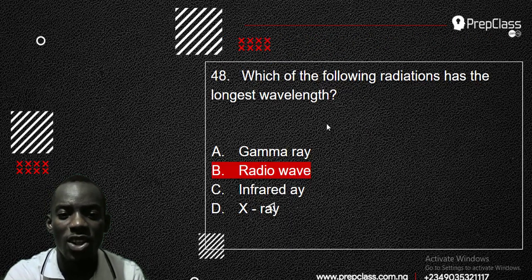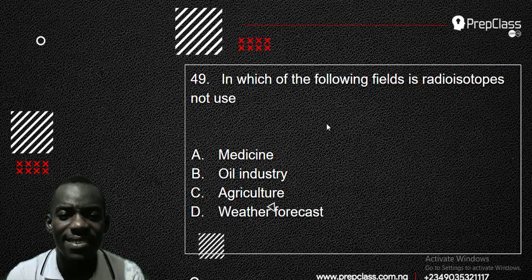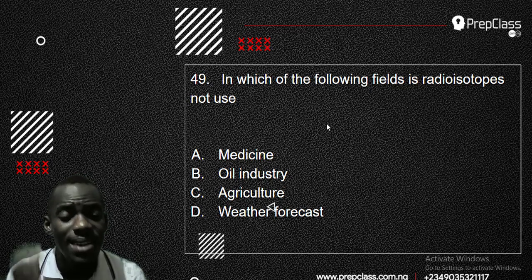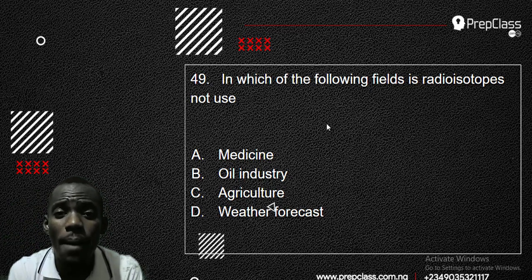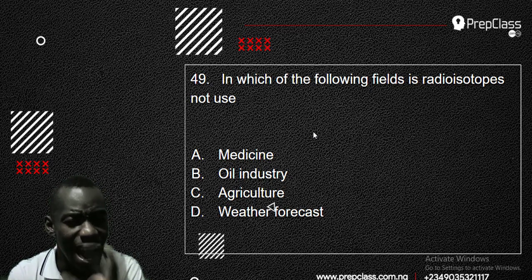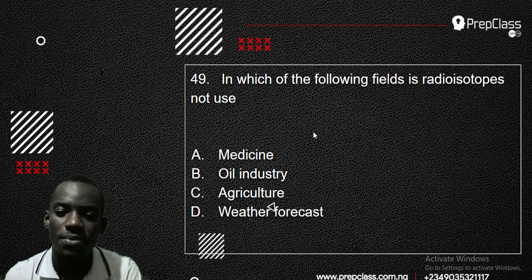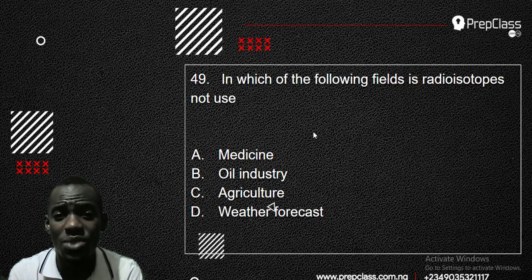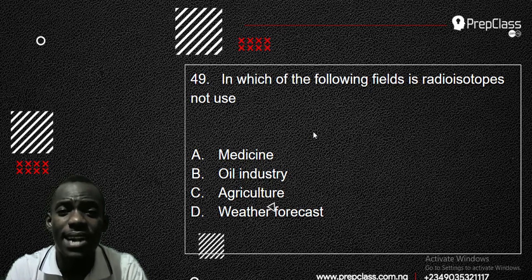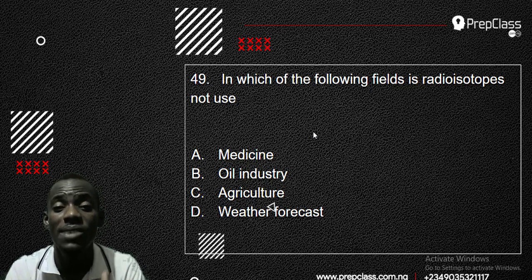Now let's look at number 49. Number 49 says, in which of the following fields is radioisotope not used? Now when we talk about radioisotope, what are we talking about? Let's take a little study on radio. You know the word isotope must be close. You must have an idea from chemistry. Isotopes are just elements with the same what? They have the same atomic number but different mass number. So they are actually the same type of element but with different mass number.